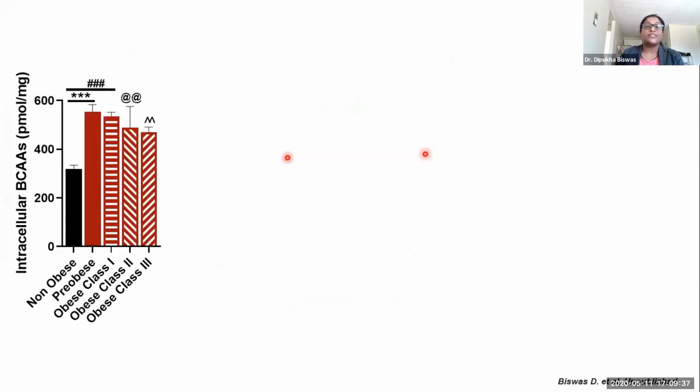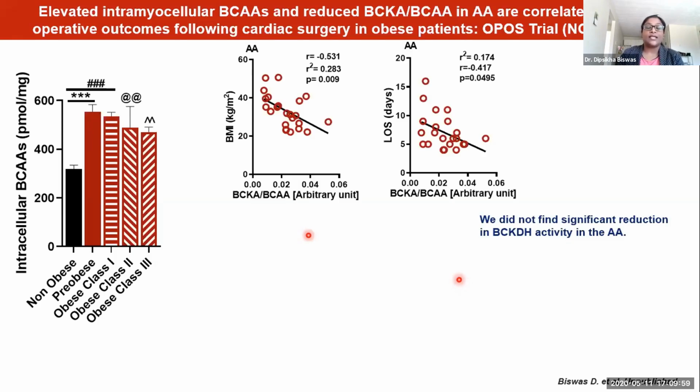We found that there was a significant increase in the BCAA levels within the atrial appendage in the obese patients. However, we did not find any reduction in BCKDH activity, which could also explain the reduced keto acid to amino acid ratio that we observed in the atrial appendage of the obese patients. Further, this reduced BCKA to BCAA ratio was significantly correlated with increased BMI as well as length of stay in the hospital following surgery.